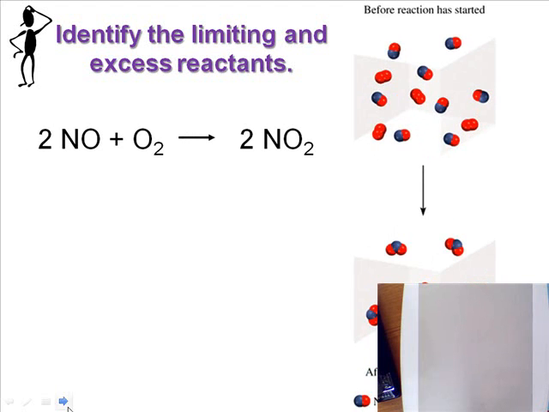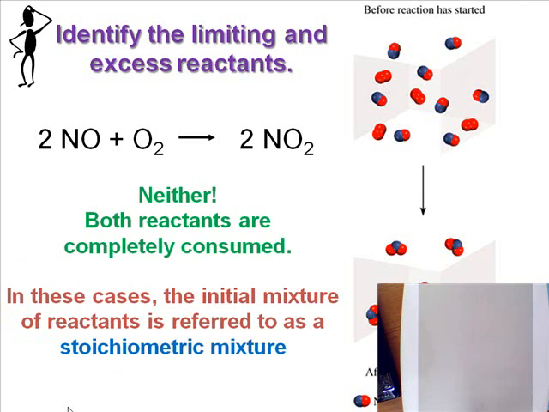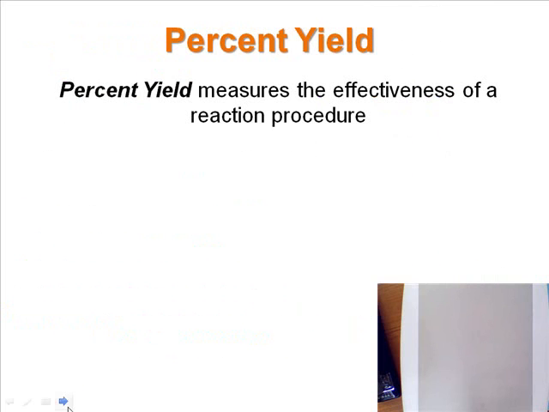Now take a look at this one. The reaction takes place, it's the same one, but if you look towards the bottom, there is no O2 left over. There is no NO left over, meaning that all the reactants are completely being consumed. Now, when that happens, we call that initial condition a stoichiometric mixture, meaning you have the exact amount that you need for each reactant to be fully consumed.